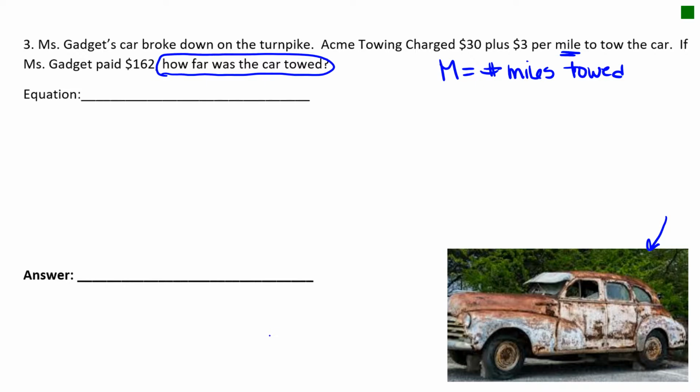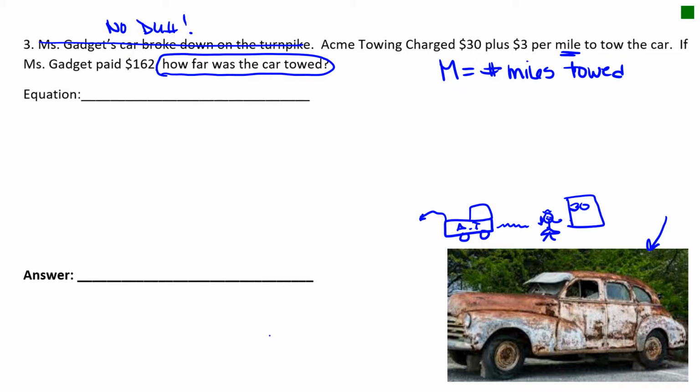Here we go. So Miss Gadget's car broke down on the turnpike. That's actually a no duh when you look at her car, but it doesn't give us any math. Acme Towing charged $30. Okay, so here's Acme Towing's truck. It comes to see Miss Gadget. She's wearing a skirt just so that I can, because I draw skirts better. Okay, Miss Gadget, automatically, she is going to have a bill that says $30 because they are going to charge her $30 just for showing up to tow her car. Then this part right here, this plus $3 per mile.